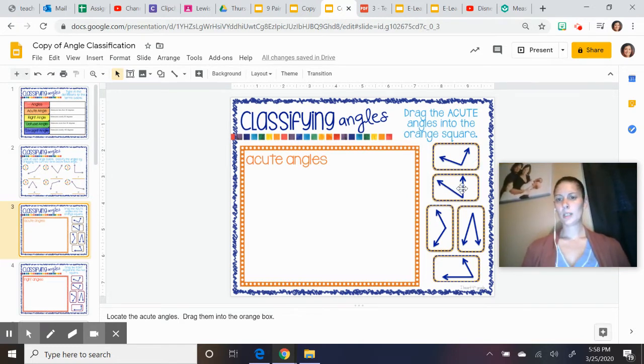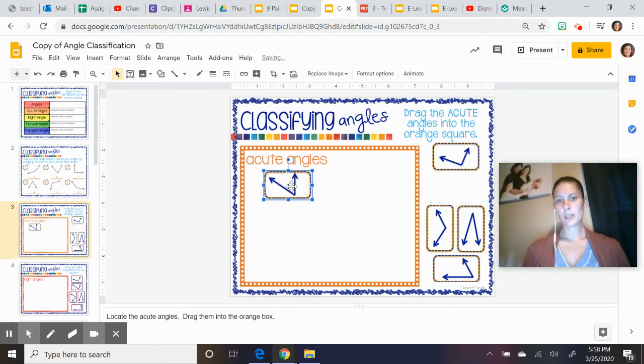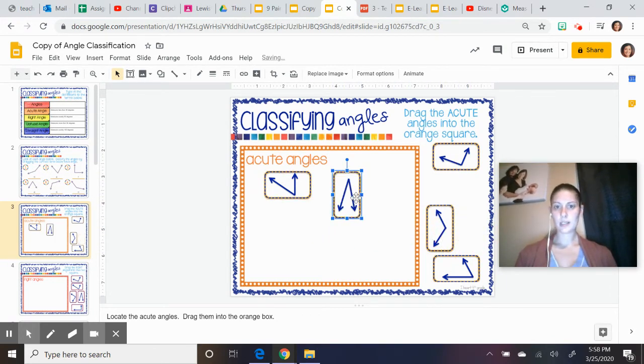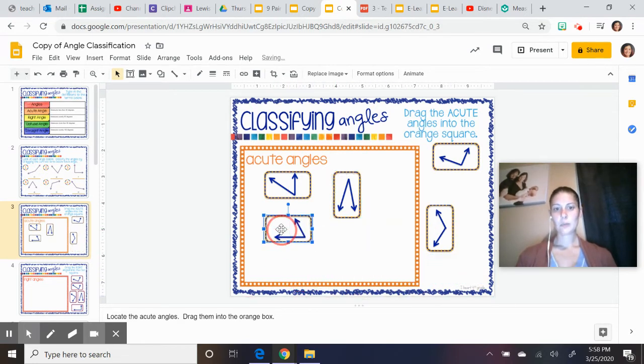All right, this one, these are not making square corners, so that one's definitely acute. Okay, this one looks larger than 90 degrees, so that one's not going to be acute. This one's way smaller than 90, so definitely. And this one too. If we were to draw a square corner, we would go straight up on this one right here. So that's definitely acute.